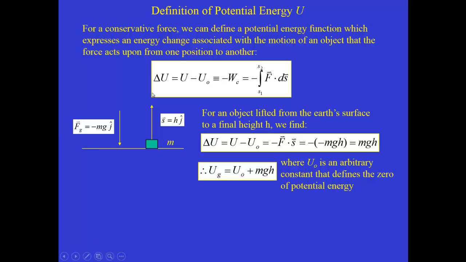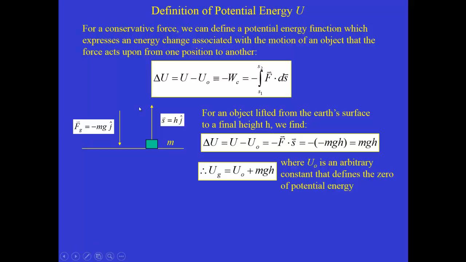It only depends on its height, and so sometimes potential energy is called the energy of position. You also can see why we introduced the minus sign into the definition when we define potential energy change, because if an object is raised from the Earth's surface to a certain height and then released, it falls down, and so it generates kinetic energy as it falls.